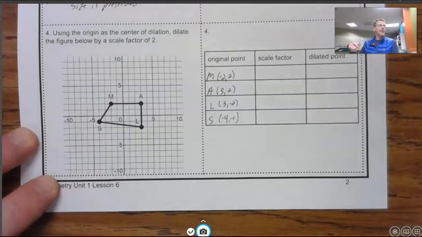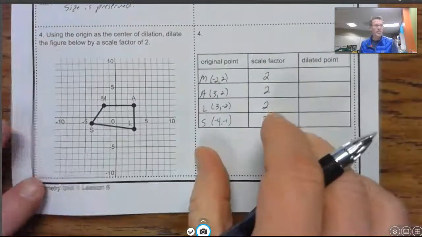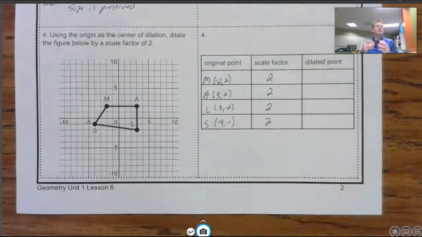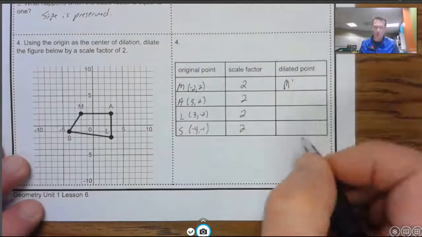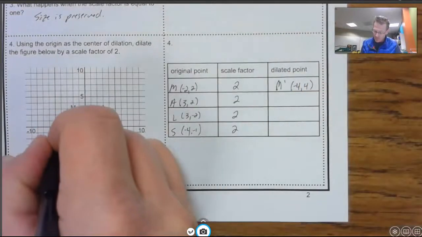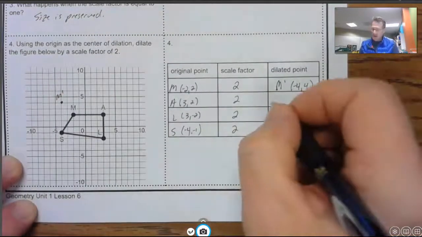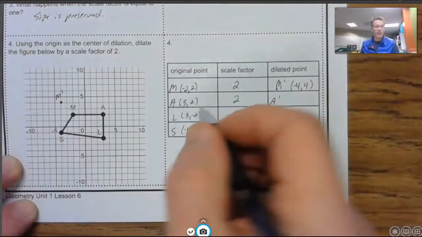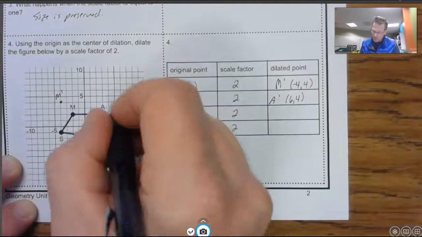Now my scale factor is 2, and I'm going to apply it to all of these points. Here's all you have to do: multiply each part of your point by the scale factor. I multiply the x coordinate by 2 and the y coordinate by 2. So my dilated point for M, which gives me M prime, would be negative 4, 4. To get A prime, I multiply by 2, and that gives me 6, 4.